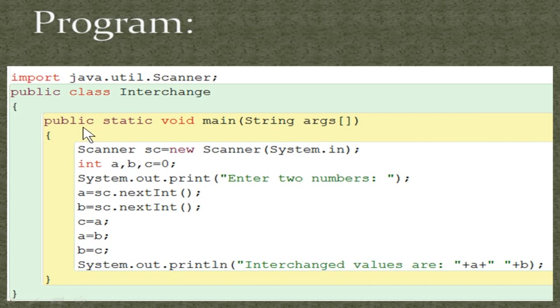Public is a keyword, as we said. It is declared public so that it is visible to other classes, so they can access it without any problem. Next is static. Static indicates this is a common method and you cannot duplicate it.